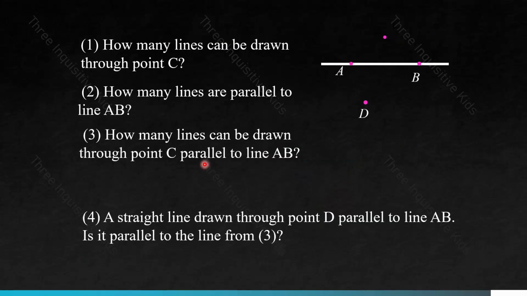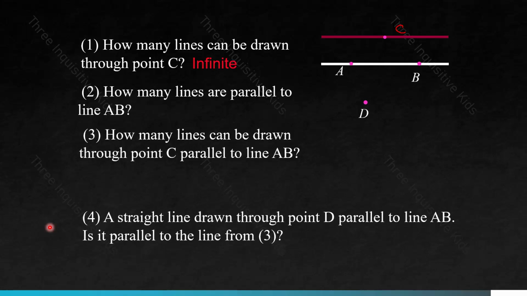So, how many lines can be drawn through point C? Point C is labeled here. That is point C. Well, let's see. Any line, but we can rotate it in different angles. So there's an infinite amount of lines that can be drawn through point C.